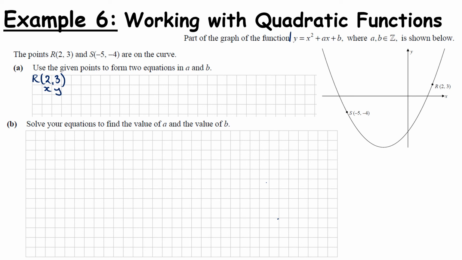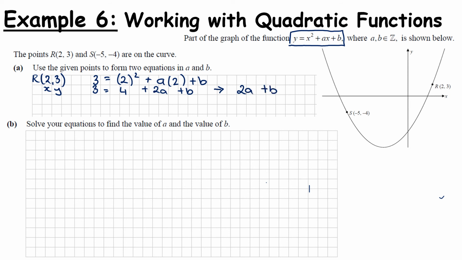The function itself is given as y equals x squared plus ax plus b, which gives us, instead of y, 3 equals 2 squared plus a times 2 plus b. We can clean that up a little bit. So we get 3 is equal to 4 plus 2a plus b, and cleaning it up a little more, we get 2a plus b is equal to minus 1, subtracting 4 from both sides. That gives us equation 1.